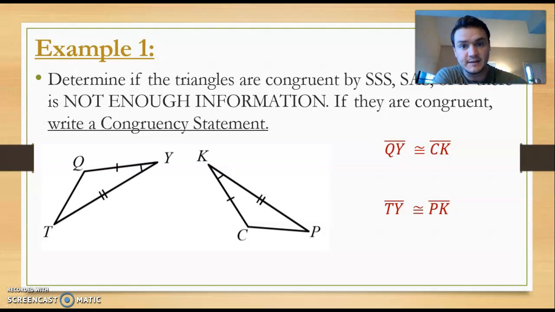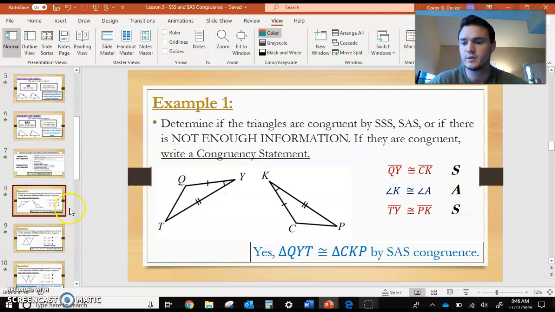Now, that's given information, so that's why we know that those sides are congruent. And then we also know that this angle right here is congruent. So we could say that angle K is congruent to angle Y. This should be a Y. I'm going to fix that real quick.